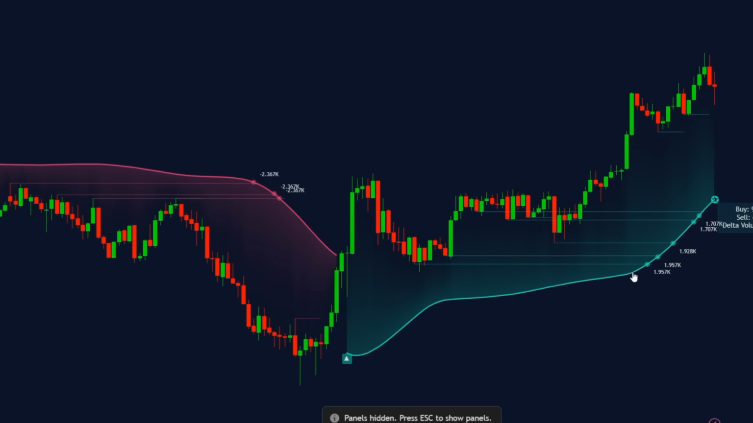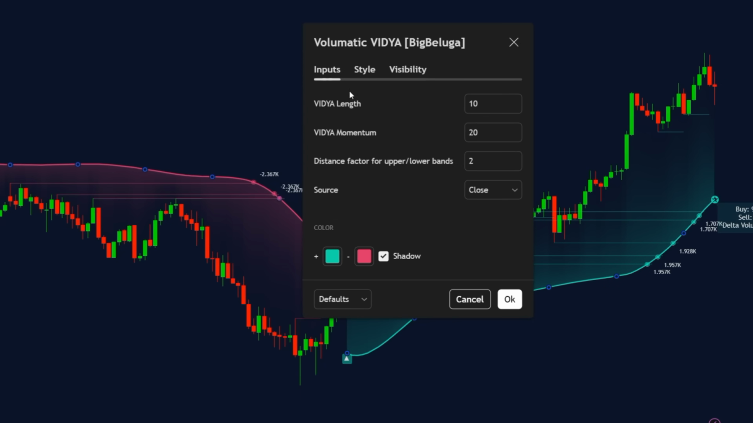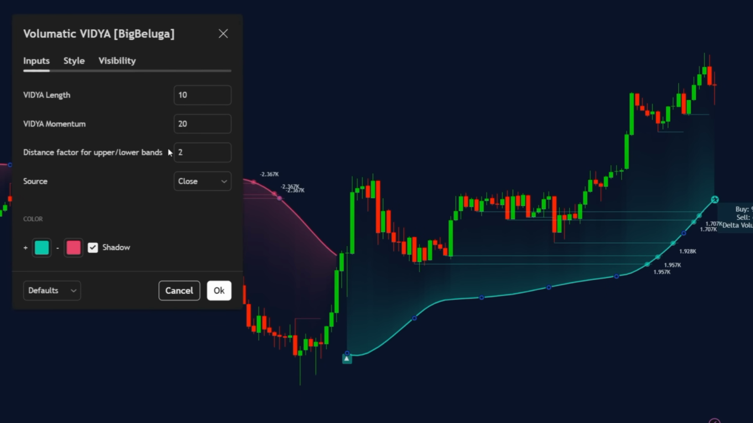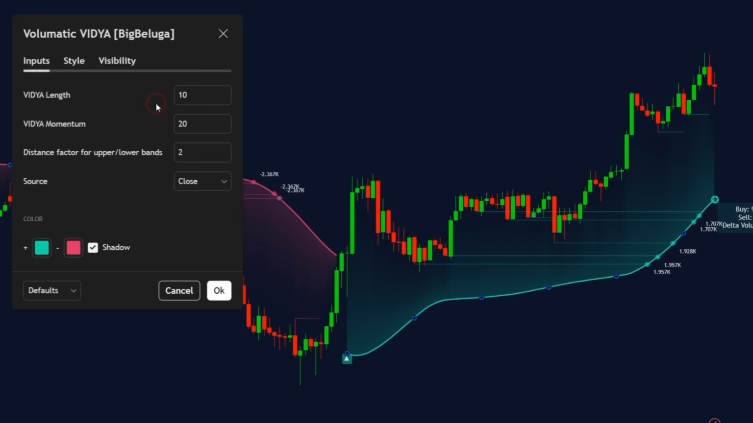Before we get to the live trade examples, let's quickly optimize the settings. Click the gear icon. You will see an option called VIDIA length. By default, this is set to a balanced number. If you are a scalper, if you like trading the 1-minute or 5-minute charts, you might want to lower this number slightly. This will make the trend cloud hug the price tighter, giving you faster signals. But be warned, it will also give you more false signals.